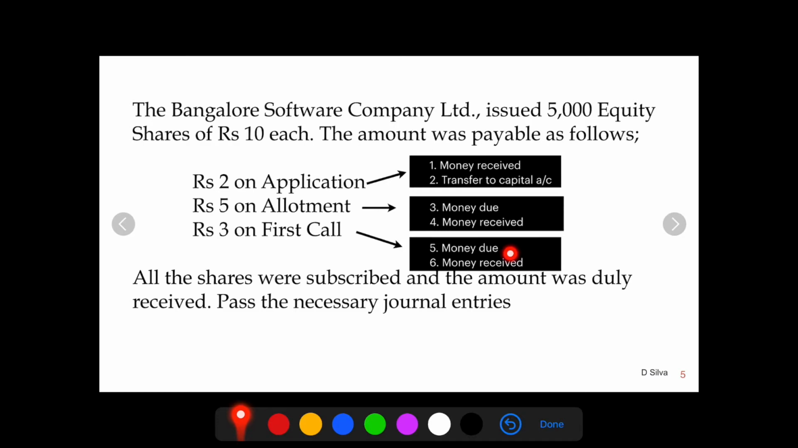So what does the question tell us? First, all the shares are being subscribed. Second, the money was duly received on application, on allotment, and on first and final call. That is the meaning of the sentence. So now we need to pass the necessary journal entries.